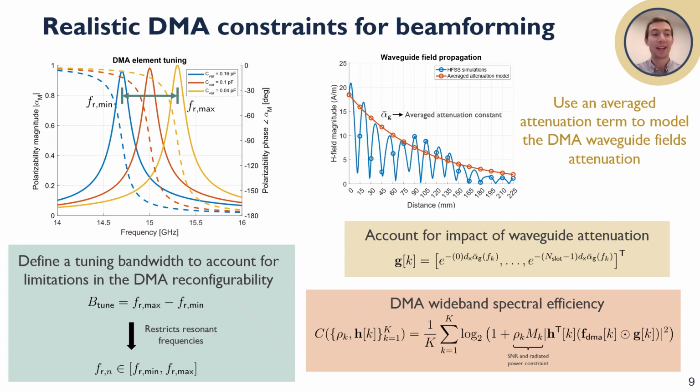Secondly, we also incorporate the attenuation of the electromagnetic fields due to the waveguide propagation in our model. As each element resonates and radiates power, of course that power has to be subtracted from the waveguide. So we are using an averaged attenuation model to model this, and we account for this in the waveguide attenuation term here, the G. Using this, we calculate the wideband spectral efficiency with our DMA precoder that houses all of our magnetic polarizabilities, and this waveguide attenuation modifies that as basically an effective amplitude taper to each of the different DMA element weights.